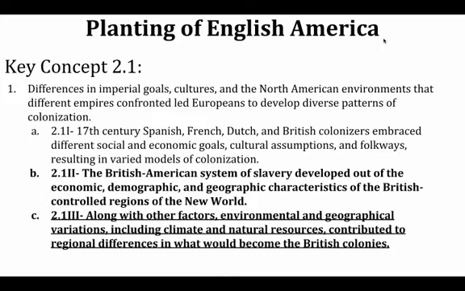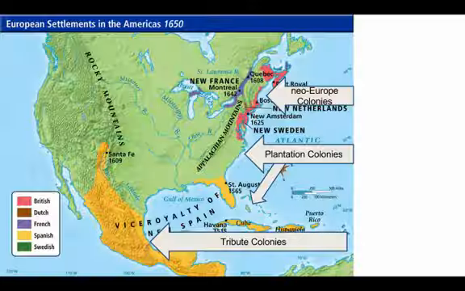Hey everyone. Today we're going to cover Key Concept 2.1. I'll give you a second to pause and read the key concepts, and then we'll go ahead and get started. Alrighty, so let's go ahead and get started.